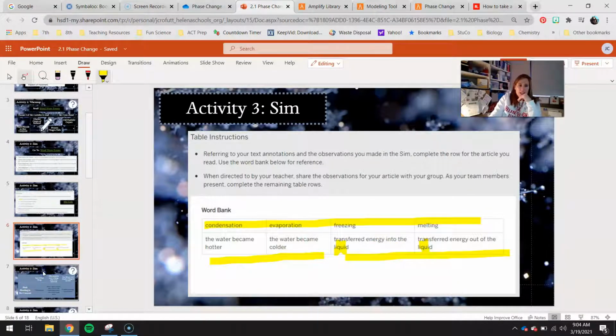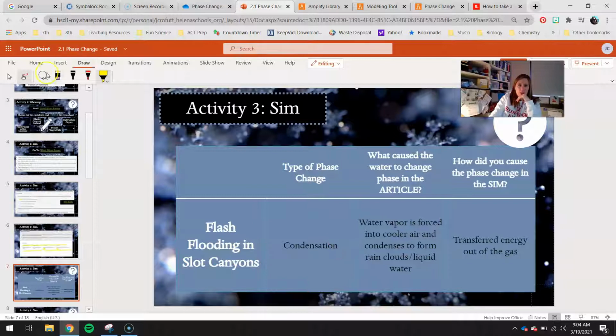Okay, so let's look at our data table and how we're supposed to fill it out. I already kind of did this for you guys. We're looking at type of phase change. In this case, we're going from a gas to a liquid, and that's called condensation. You see this in your shower every morning. You see it on the grass in spring and summer in the mornings, where water vapor cools off overnight and condenses onto little dewdrops of water on our grass or on plants outside.